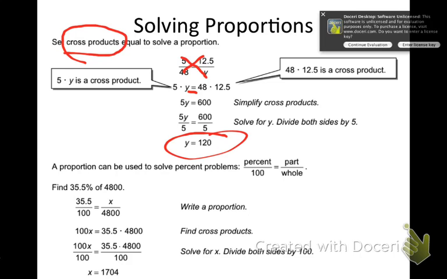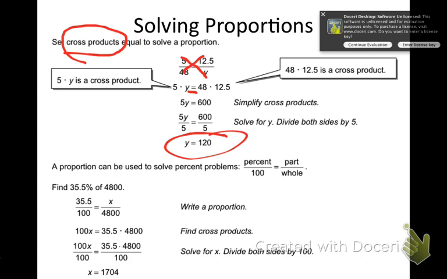The biggest thing I like to tell students is always check: does the answer you're getting make sense? A lot of times with proportions, either the numerator or the denominator, one of them is larger than the other one. Always check on what you're solving. If you plug it back in, the same should still be true. The numerator and denominator should still be larger.